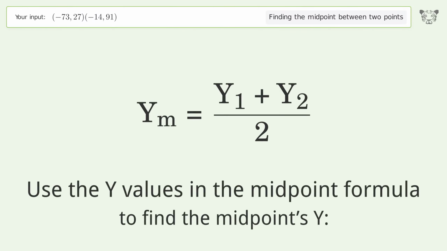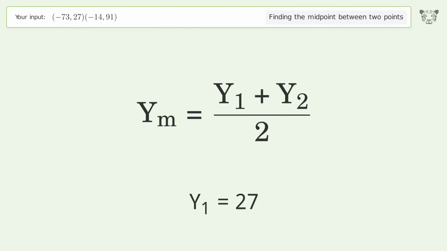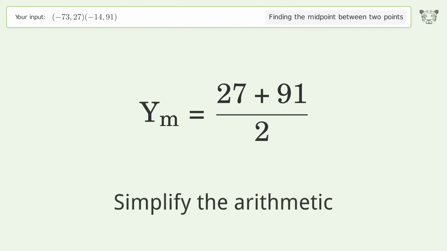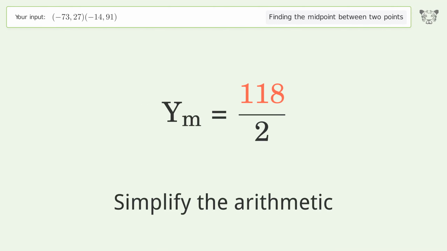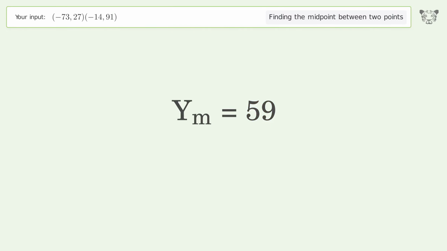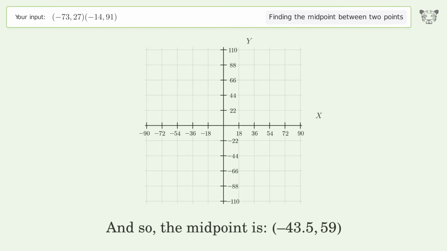Use the y values in the midpoint formula to find the midpoint's y. y1 equals 27. y2 equals 91. Simplify the arithmetic. And so, the midpoint is negative 43.559.